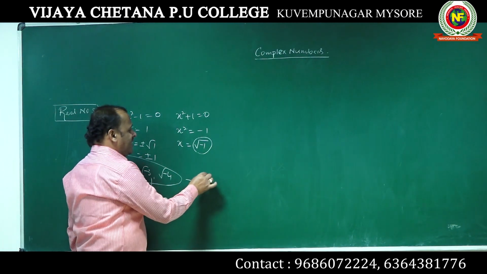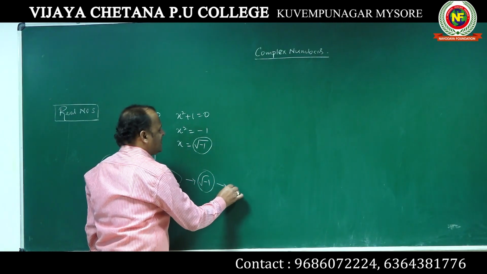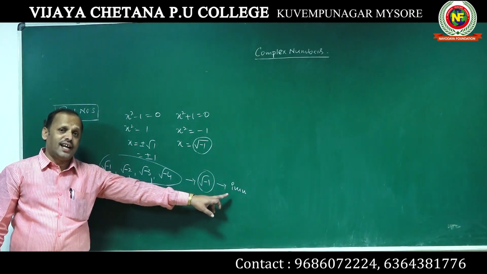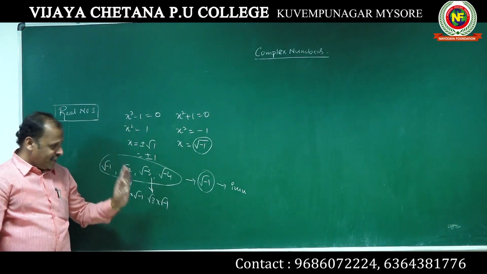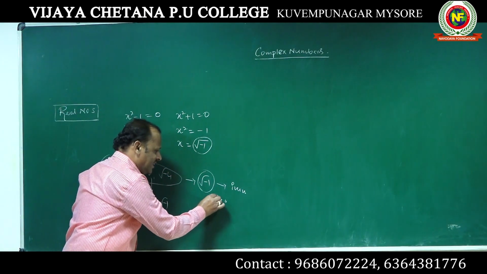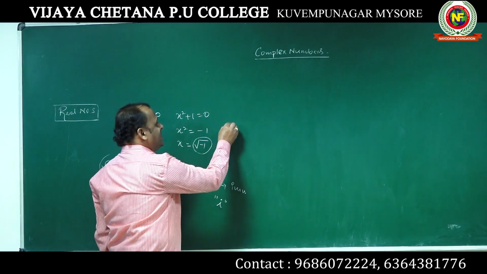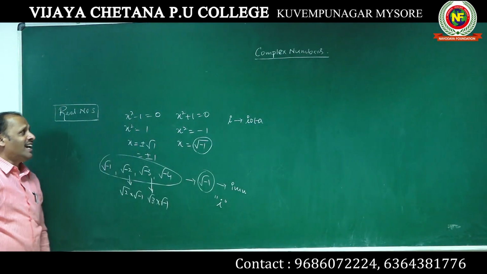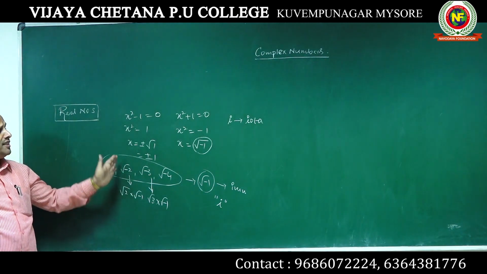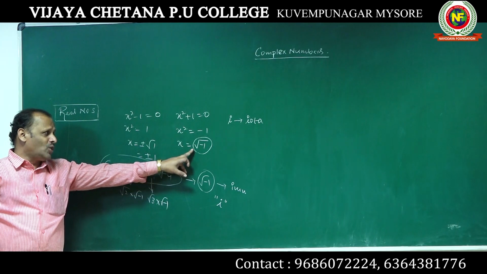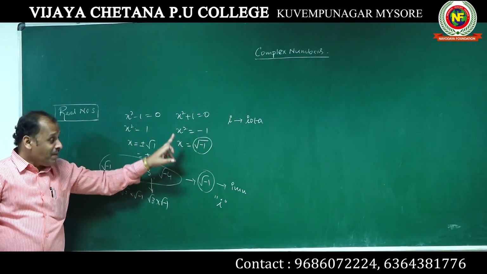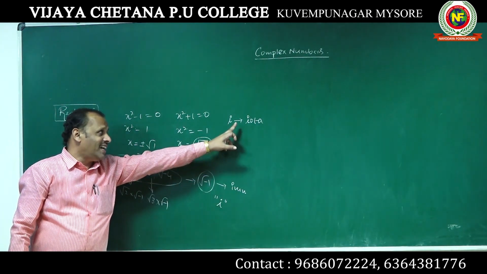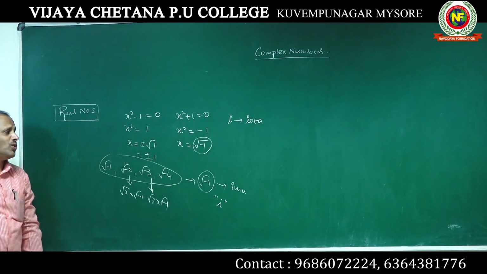This root minus 1 is called an imaginary number and it is denoted as i. This i is also called iota. So the only number that comes from outside the real numbers is root of minus 1. We call it an imaginary number, we denote it as i, and usually we call it iota.